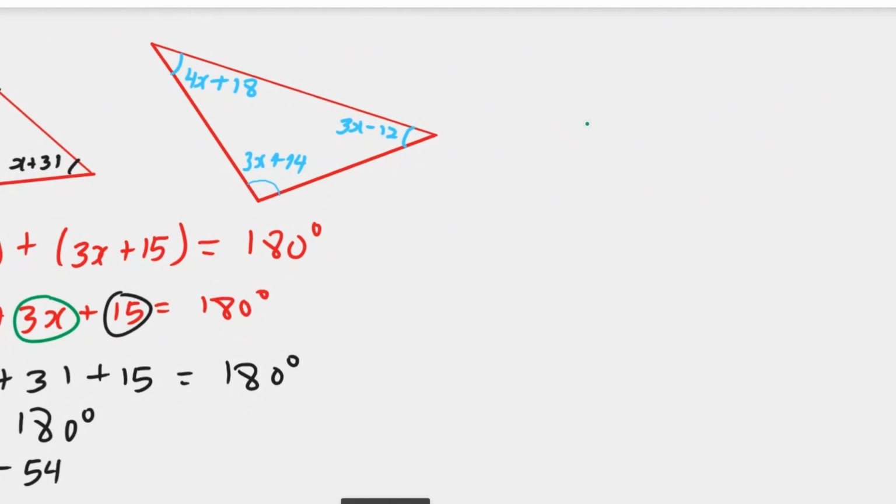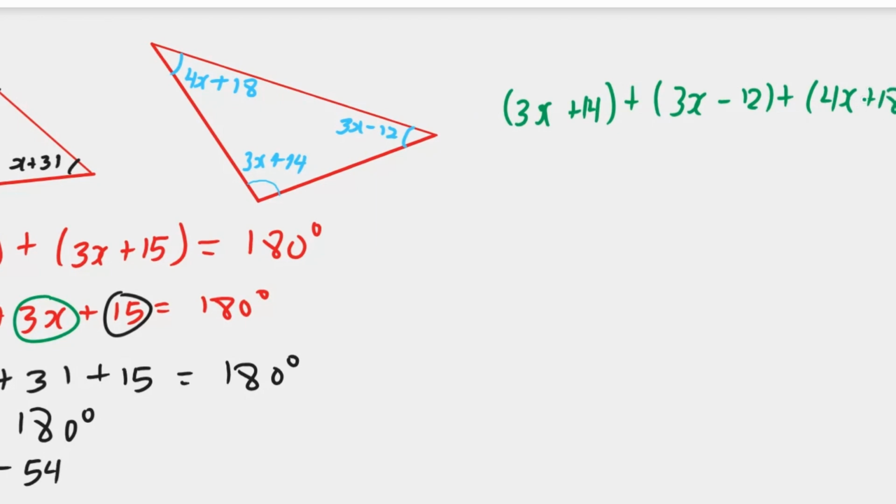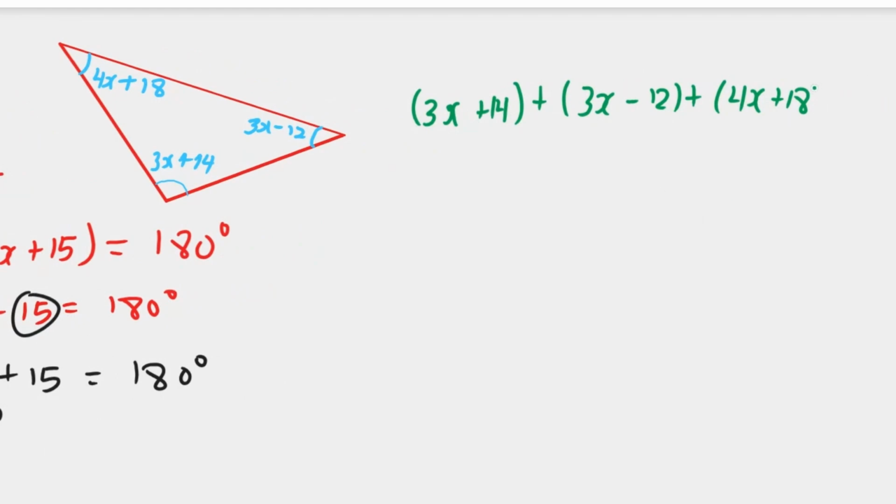Okay, so let's move on to the next question. So this is the next diagram, very similar to the second question. So let's see how we're going to solve this one. Let's take the first angle. I want to take this one first. So that's going to be 3x plus 14. The next one is going to be 3x minus 12, plus 4x plus 18, equals 180 degrees. So the sum of the interior angles of this triangle is equal to 180 degrees.